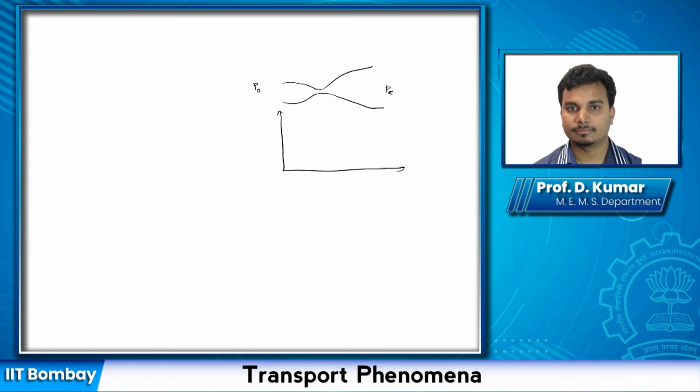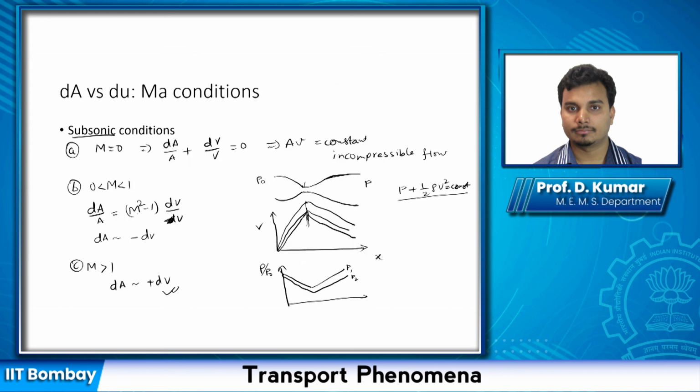Initially, let us say you have P equals P naught. So there is no flow, right? There is no flow, and the pressure ratio P by P naught is 1 everywhere. That is your case one. Now if you reduce the pressure a little bit, then you will have some velocity. It will keep increasing till here, because we can relook at this.